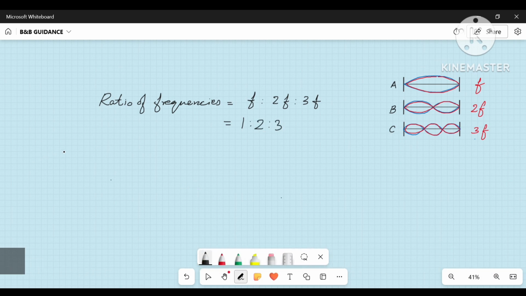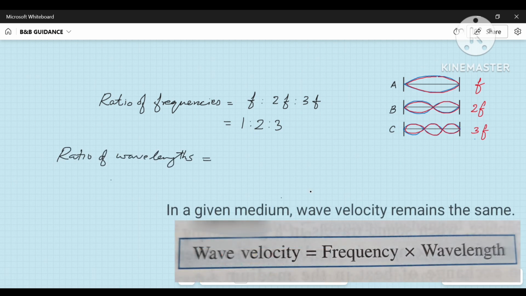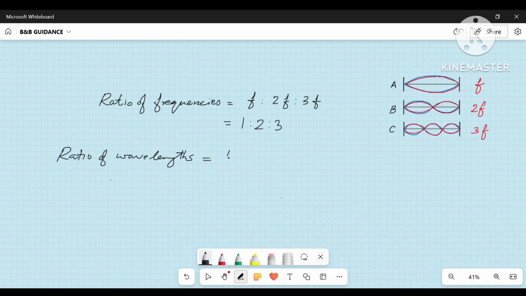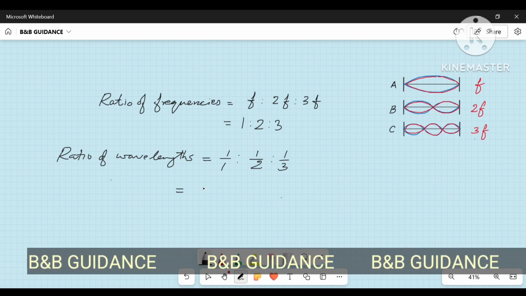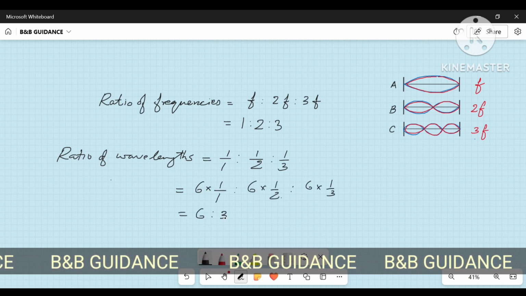But we want ratio of wavelengths. Please understand, wavelength is inversely proportional to frequency. So if I have to get a ratio of wavelength, just I have to find the reciprocal of these terms. So that is 1/1 is to 1/2 is to 1/3. And I can make it in simple form. How? Multiply each term by the LCM. So the LCM of the denominators is 6. So what is the ratio? 6:3:2. So this is the answer.